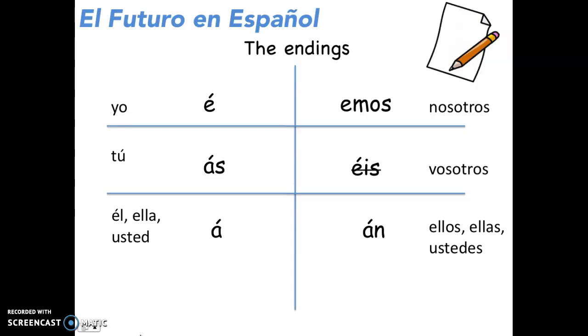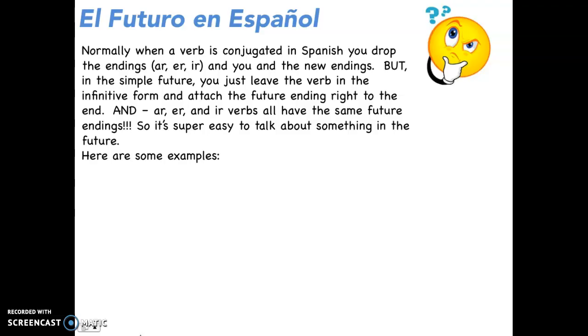So now let's take those verb endings and show you how to conjugate with them. Normally when a verb is conjugated in Spanish, you drop the endings from the verbs, the AR, the ER, and the IR, and then you add the new ending depending on who is doing the action. But in the simple future, you leave the verb in the infinitive form and attach the future ending right to that infinitive form. And like I mentioned before, the AR, ER, and IR verbs all have the same future endings. So it's super easy to talk about something in the future tense.